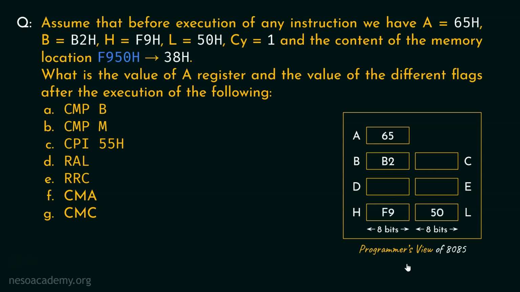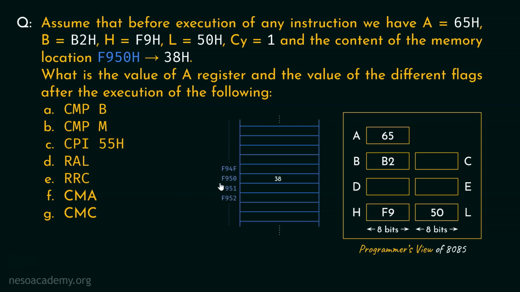Now notice one thing. We already know the value that the HL register pair holds is generally referred to as the memory location, which is supposed to be pointed by this HL register pair. Now notice the content of the HL register pair, F950. And it has already been mentioned in the question. In the location F950, we are supposed to load the value 38H. Therefore, in the memory location F950, we will have the value 38H.